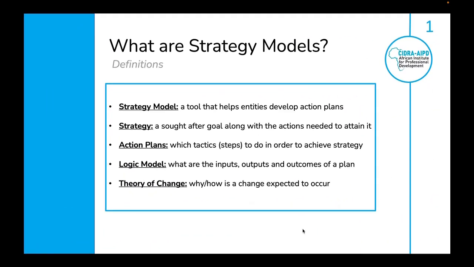So, strategy models. What are they? We are going to go into the definitions first. A strategy model is a tool that helps entities develop action plans. You really need to look at strategy as attempting to achieve a goal through measured actions. So defining a strategy itself: a sought-after goal, along with the actions needed to attain it.